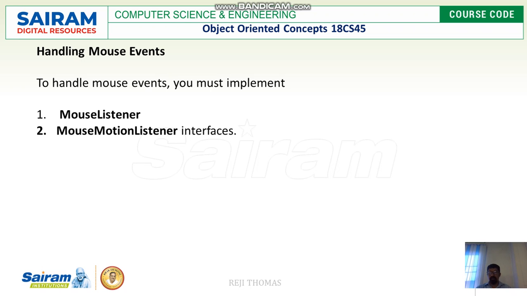Let us see how we can handle a mouse event. Normally, to deal with a mouse event, we have to implement two interfaces. One is the mouse listener interface, and the other is the mouse motion listener interface. Let me repeat: to handle mouse events, we need to implement two interfaces. One is the mouse listener interface, and the other is the mouse motion listener interface.